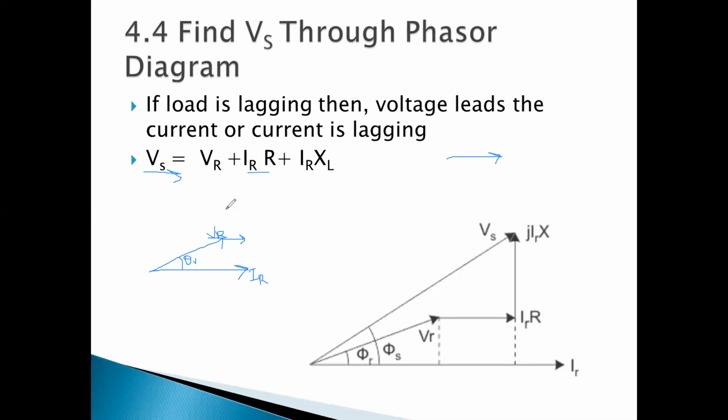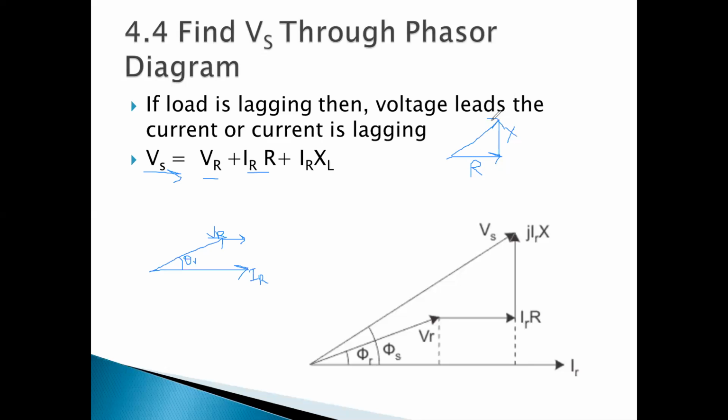I'm adding this component. Firstly, I add this one, then this is the vector adding. Then I will add resistor and reactance, okay? Resistance and reactance always make a 90 degree angle to each other. We must know it, okay?